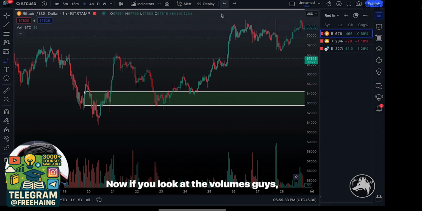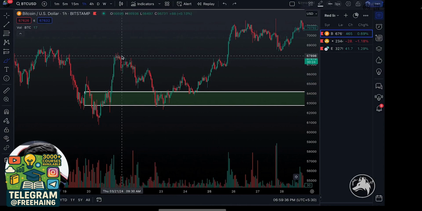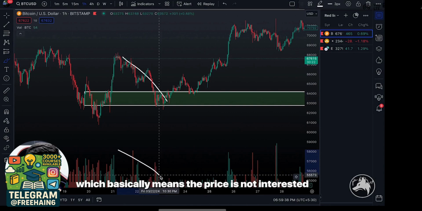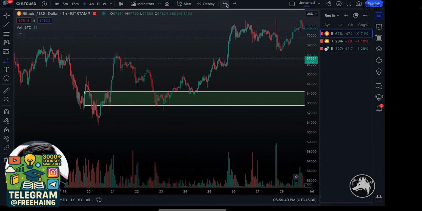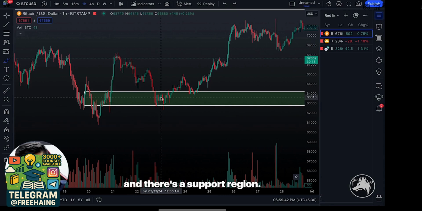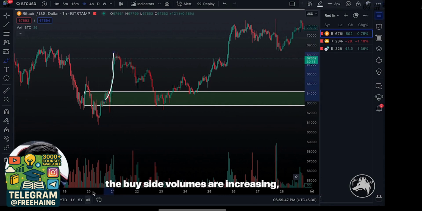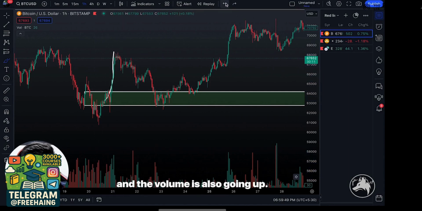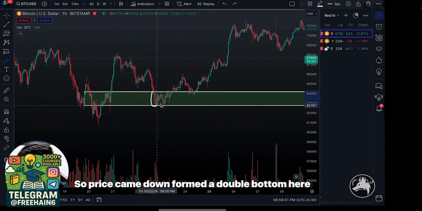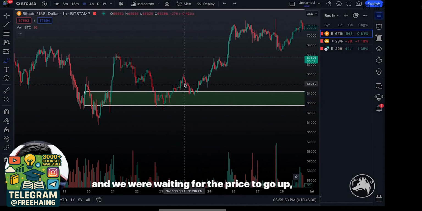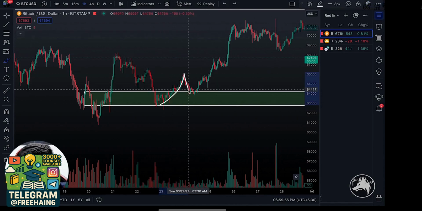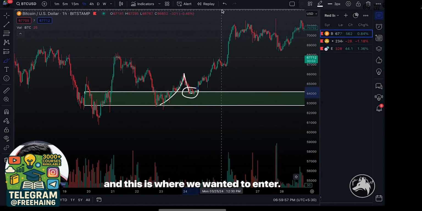Now if you look at the volumes, guys, what does the volume tell you? The volumes are coming down, which basically means the price is not interested in going down, and there's a support region. And if you look at the buy side volumes, they are increasing, the prices are going up, and the volume is also going up. So price came down, formed a double bottom here, and we were waiting for the price to go up, come back down here, and this is where we wanted to enter.